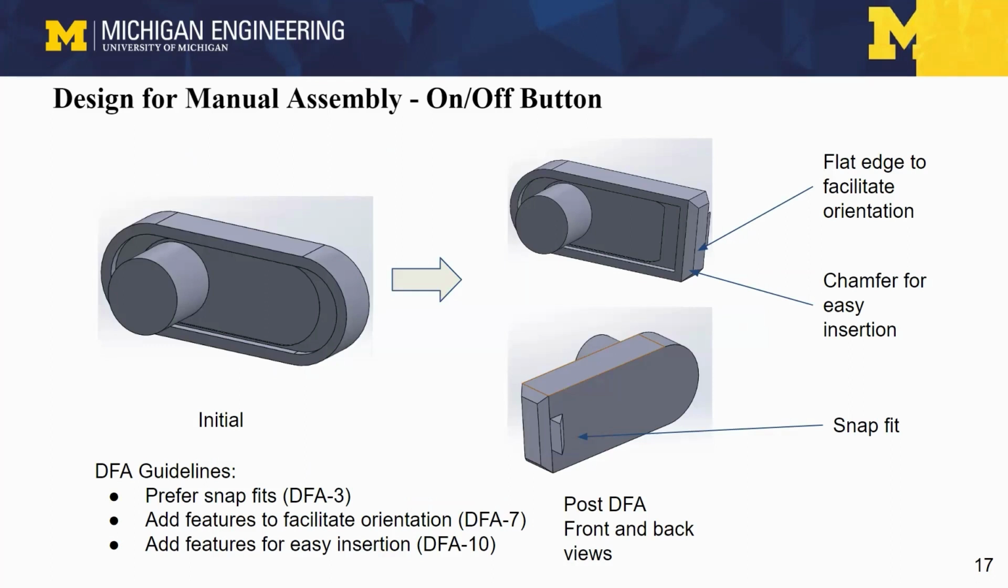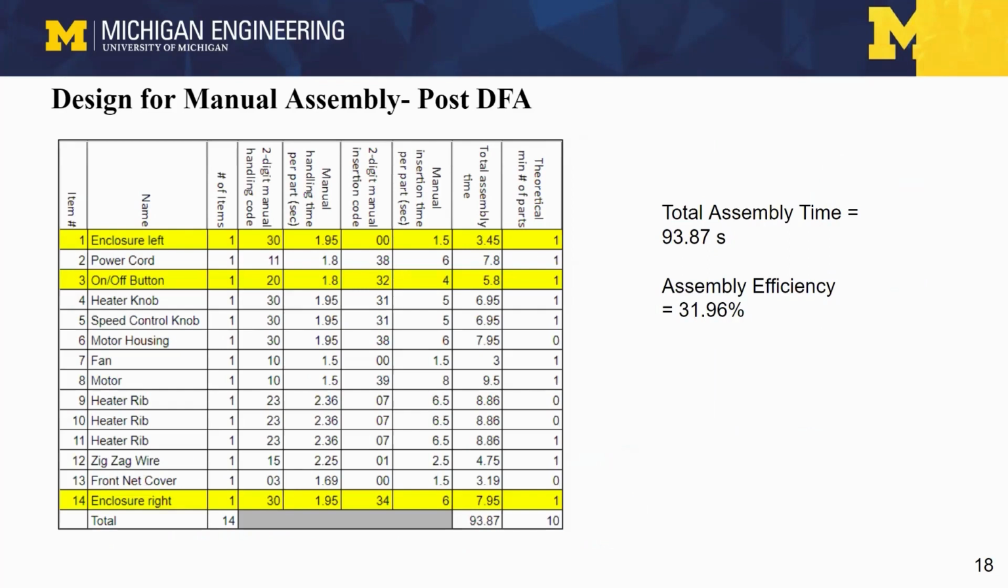The button is needed when we need to supply power for use, thus having a higher functional importance. The guidelines that inspired these changes were preference to snap fits, addition of features to facilitate orientation, and easy insertion. Hence, the assembly time reduced to about 94 seconds with an improved manual efficiency of 31.96%. The redesigned parts still serve their functions without any modifications.